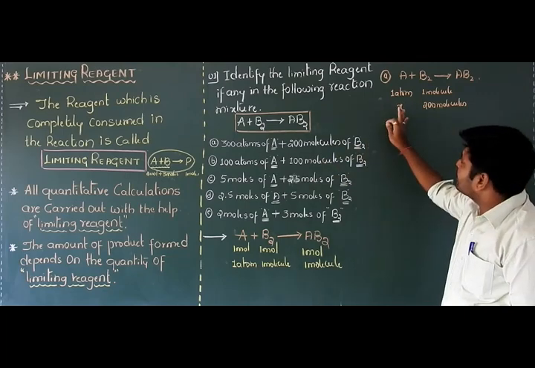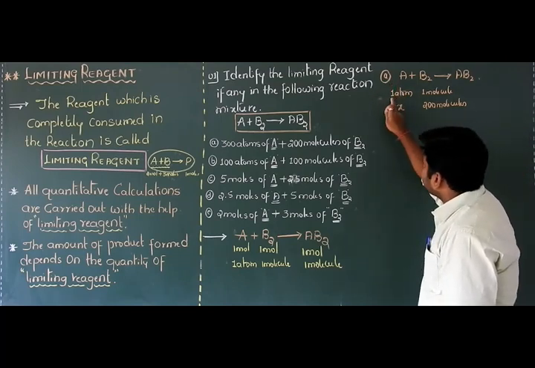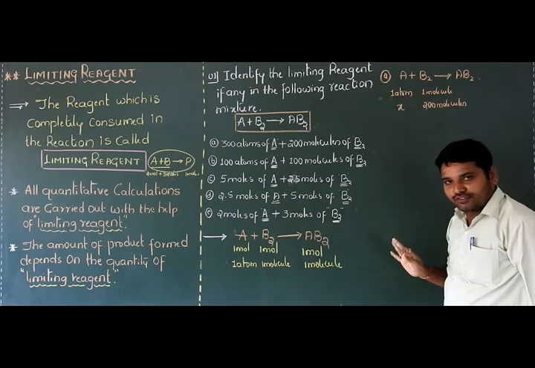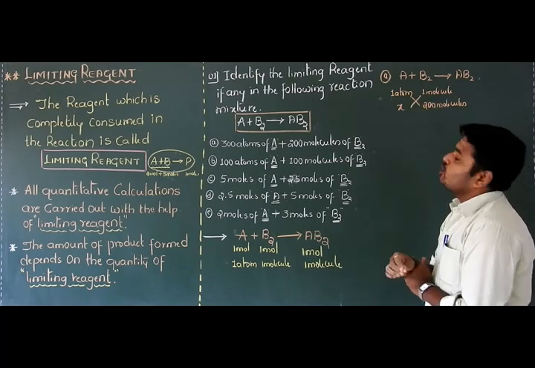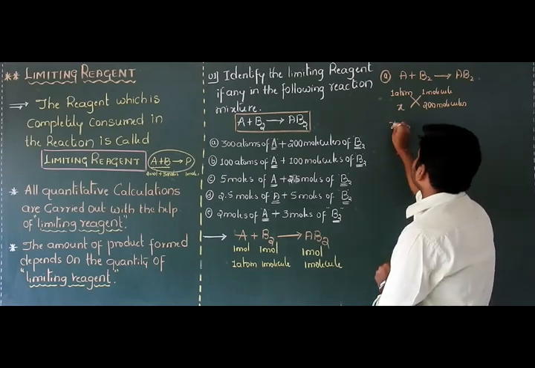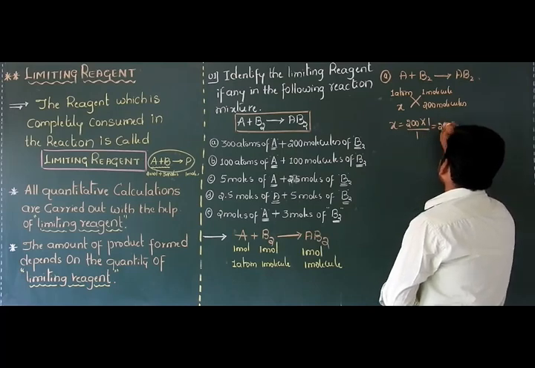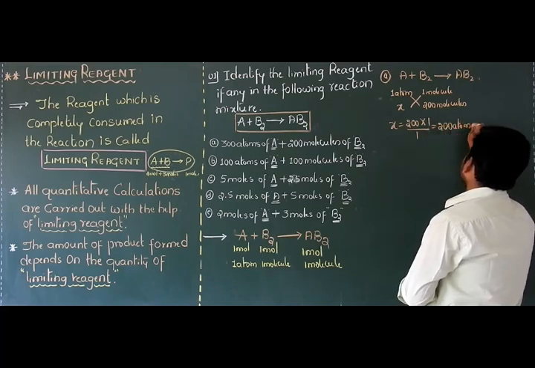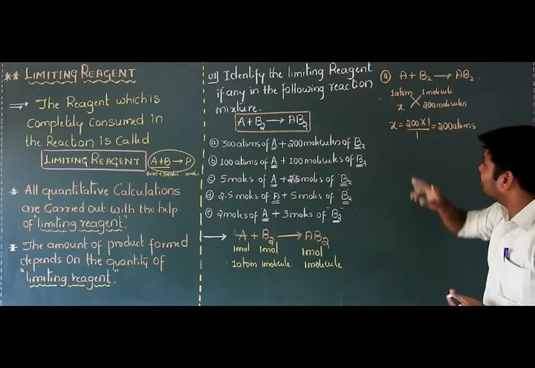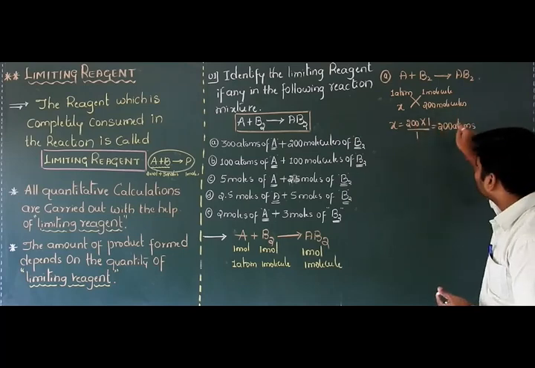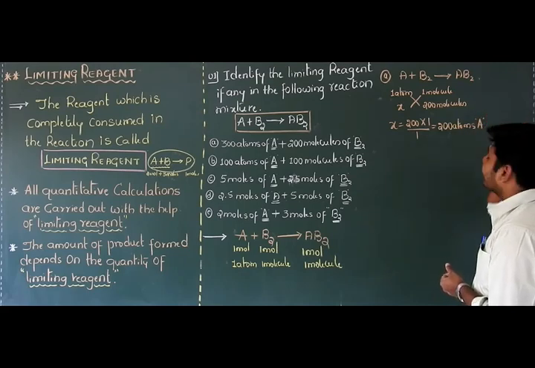Here, first I am calculating the A atoms. According to the balanced equation, one atom of A combines with one molecule of B2, so X atoms of A combine with 200 molecules of B2. Now you cross multiply these two. X equals 200 into 1 divided by 1. What is the answer, students? 200 atoms. Listen to this point carefully. How many atoms are required to react with the 200 molecules of B2 here? 200 atoms are required. This many atoms of A are required, students.